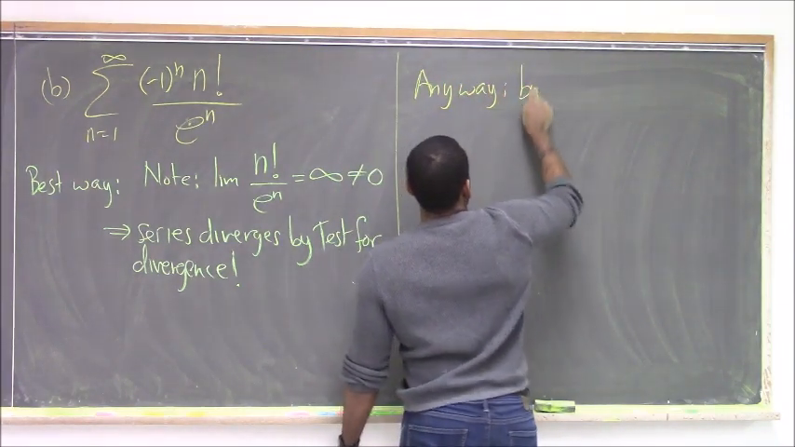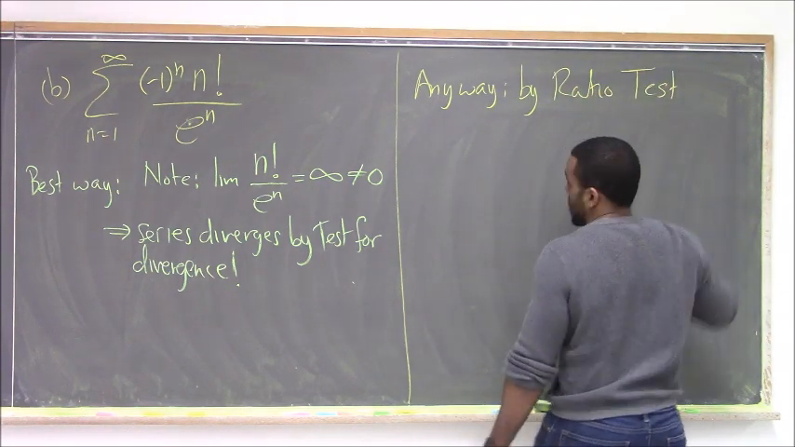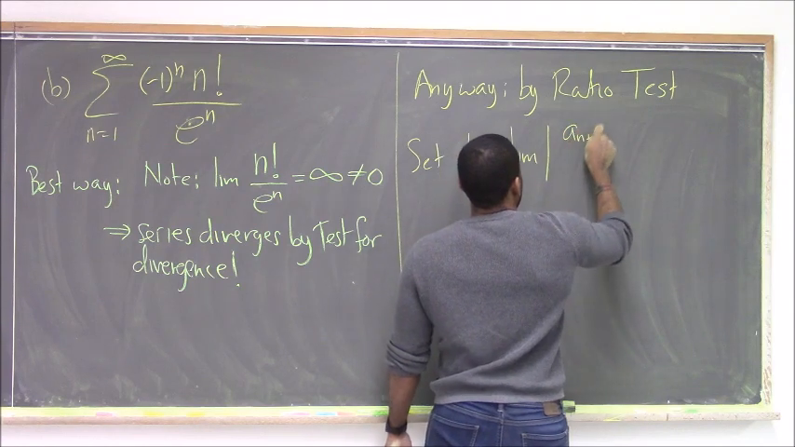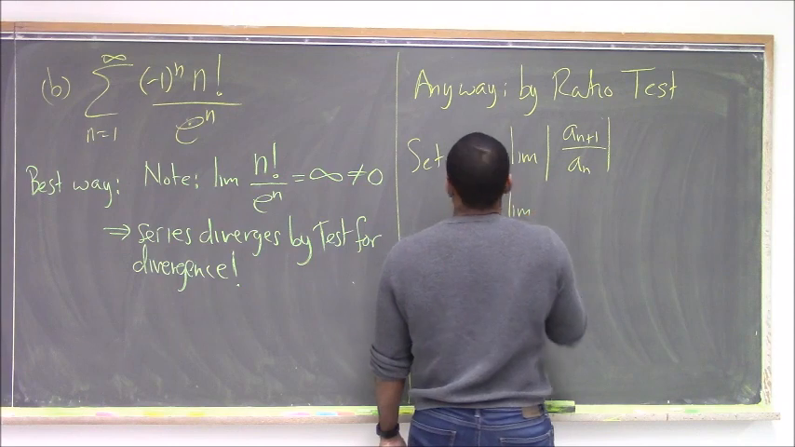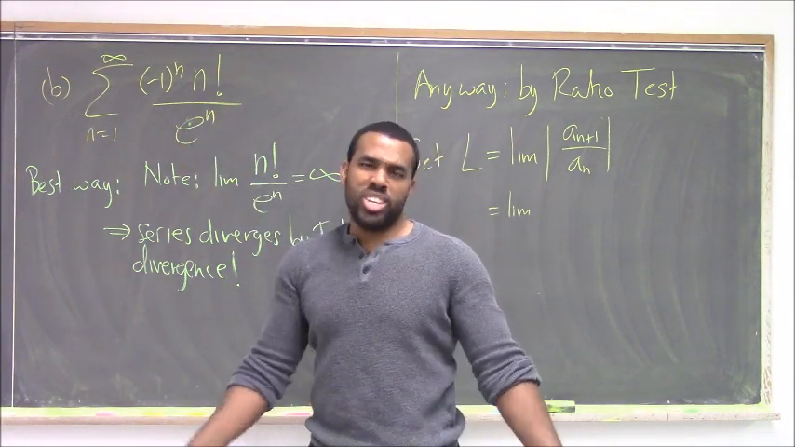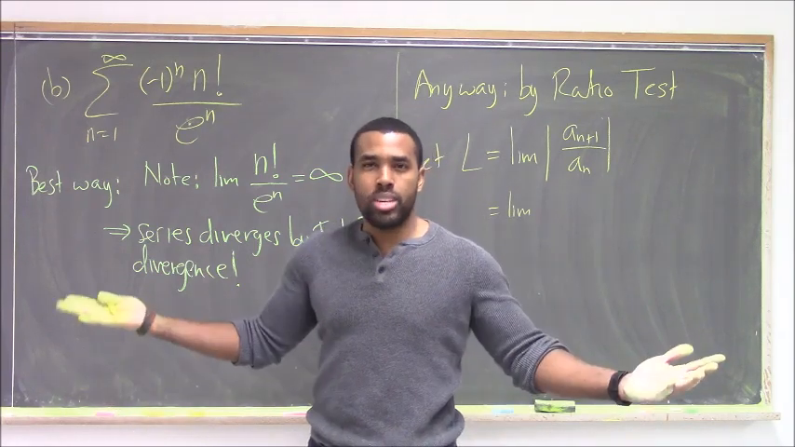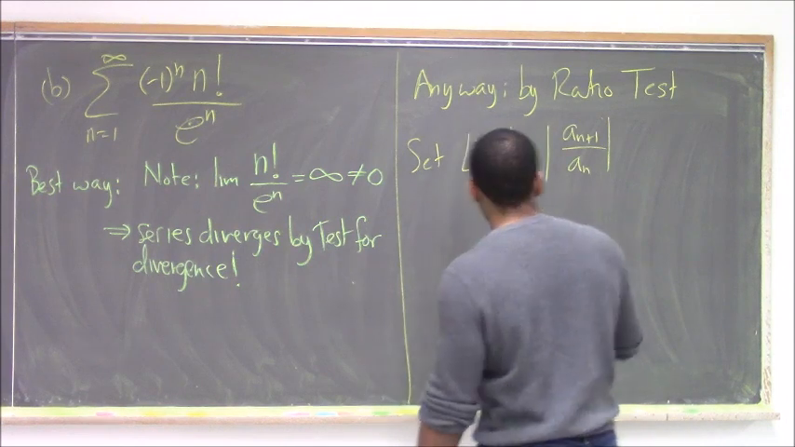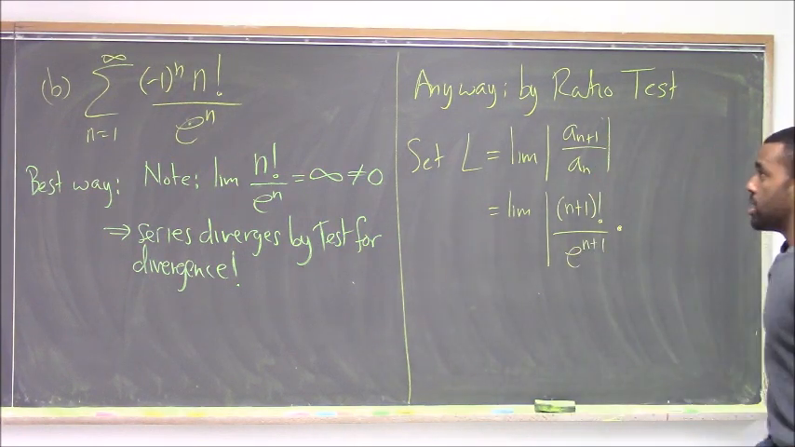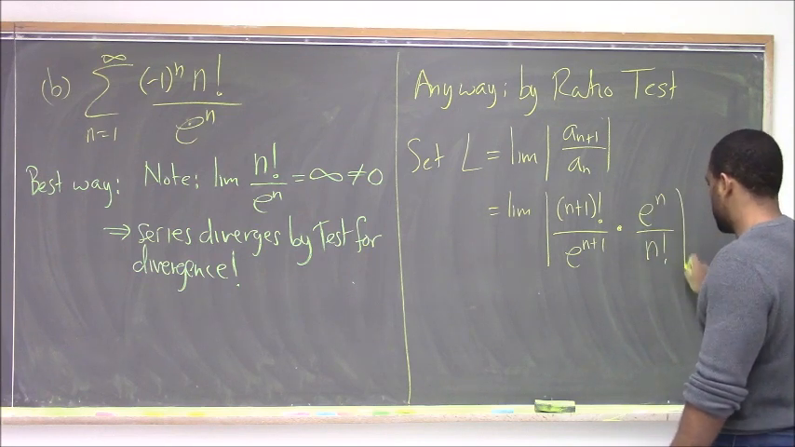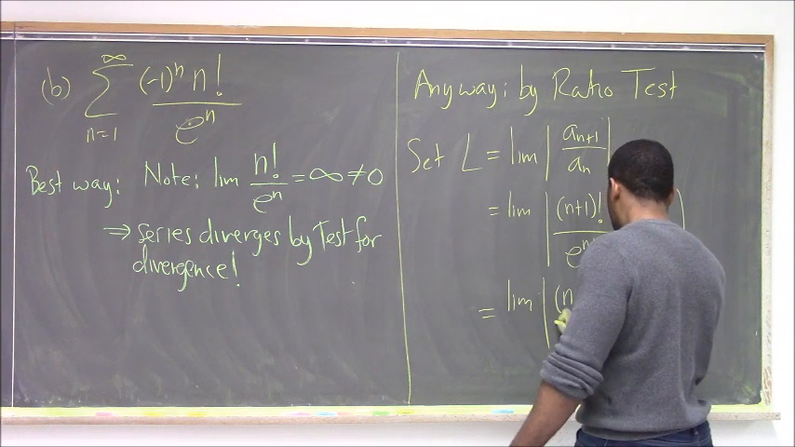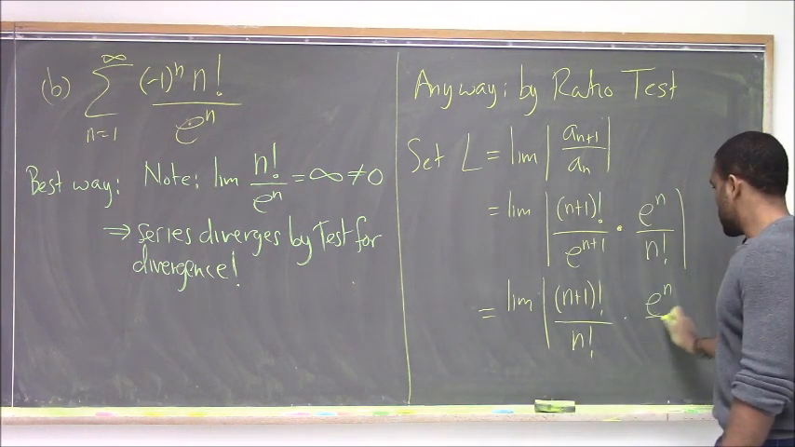Anyway, by the ratio test, what we can do is set L equals the limit of a_{n+1} over a_n. Now, we saw last time that throwing the (-1)^n into this equation gave me a negative sign at the end, but then I take the absolute value, so it doesn't actually matter. I didn't need the negative sign, so I'm going to ignore it here. So this is going to be (n+1) factorial over e to the n+1, multiplied by e to the n over n factorial. Now I want to group these. So this is (n+1) factorial over n factorial, times e to the n over e to the n+1.